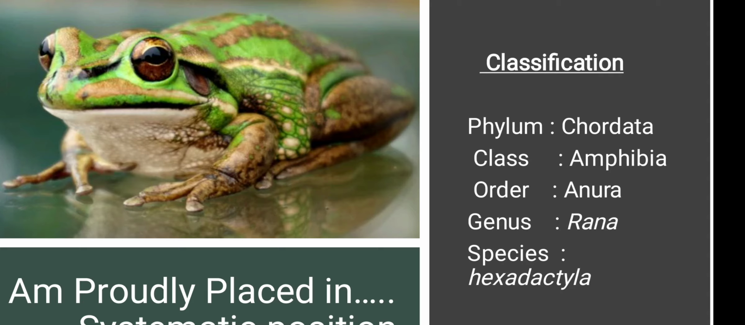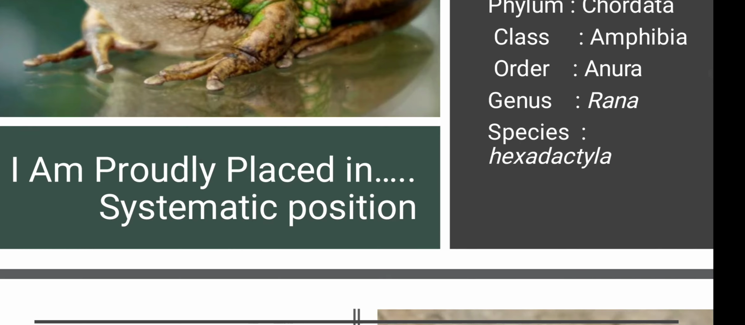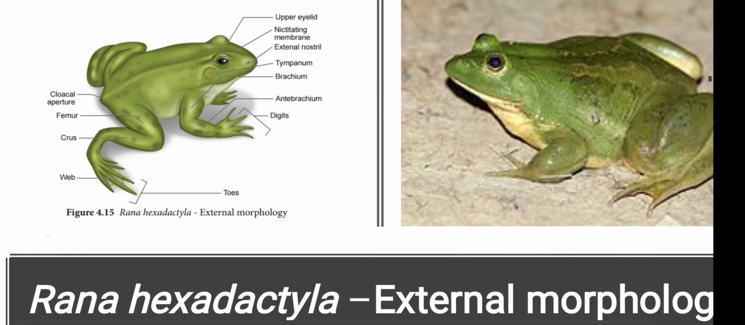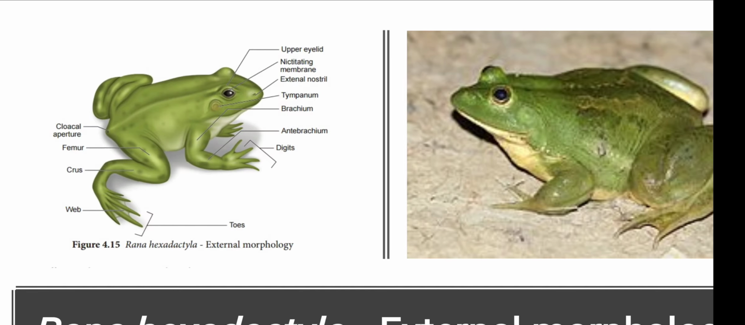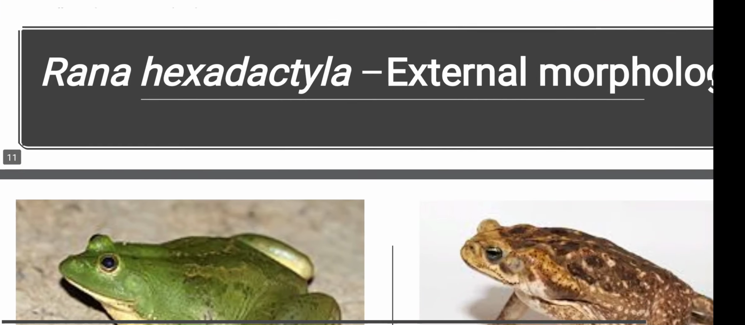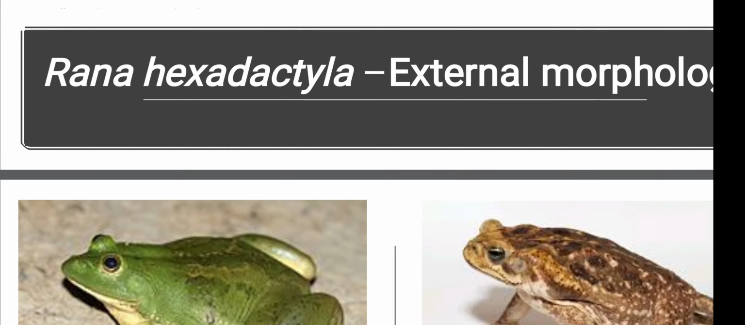Now we are going to see about the classification. Frog belongs to the phylum Chordata, class Amphibia, order Anura, genus Rana, species hexadactyla. While we are seeing the external morphology of Rana hexadactyla, the frog has a streamlined body, and the body is divisible into head and trunk.